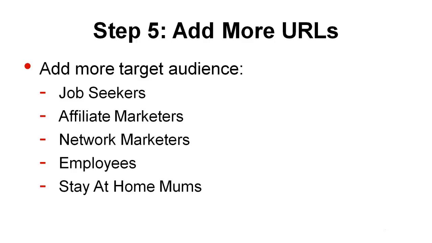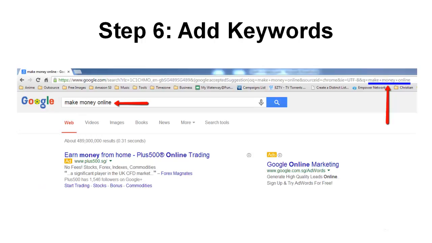So if you think really creatively in this step, you can literally get a massive amount of traffic from all the URLs you are going to generate. Now, in step 6, you can increase your traffic by adding keywords. In this example, you can see someone Googling make money online, and the search term actually appears on the URL.